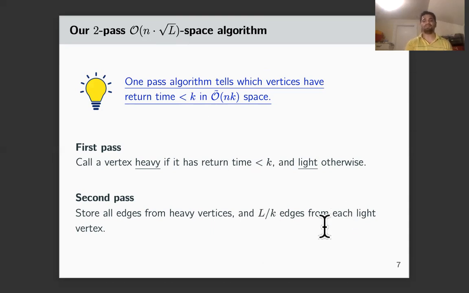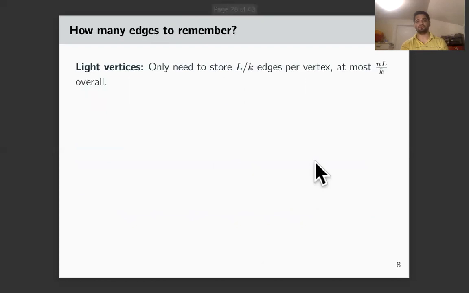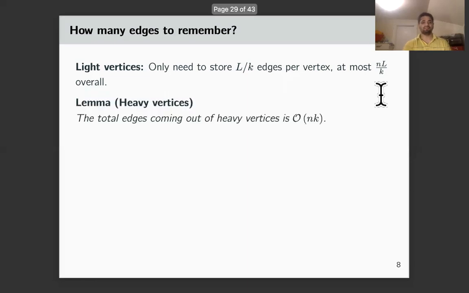So let's see for the light vertices. I want to show that there are nL over K edges in total. And this is actually trivial because we only store L over K edges for each light vertex. And because there are at most N vertices in the graph, the total number of edges we store is nL over K. The interesting claim is that the total number of edges coming out of heavy vertices is order N times K, not N over K. And this is what I shall prove next.